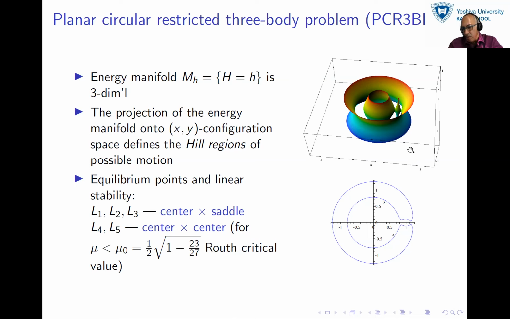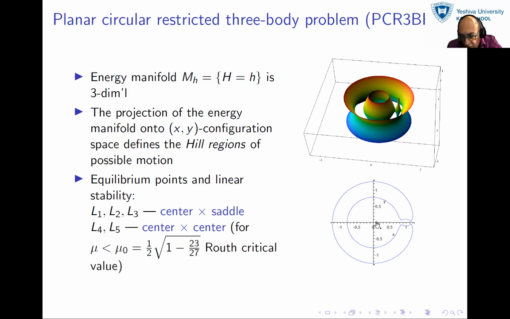So the picture on the top is just a cartoon. It's a projection of this into 3 dimensions. And you can further take the energy manifold and project it onto the XY coordinate space. So you imagine that you take this 3-dimensional picture and you project it onto the 2-dimensional plane, and you see some blue curves. They divide the 2-dimensional plane into some regions, which are called hill regions.